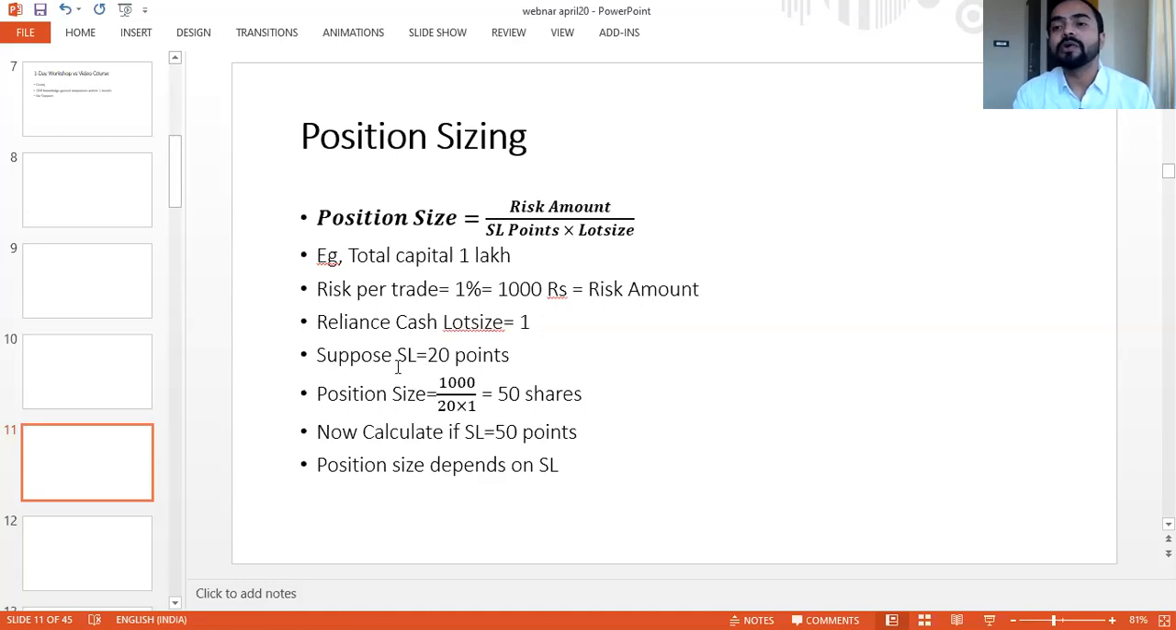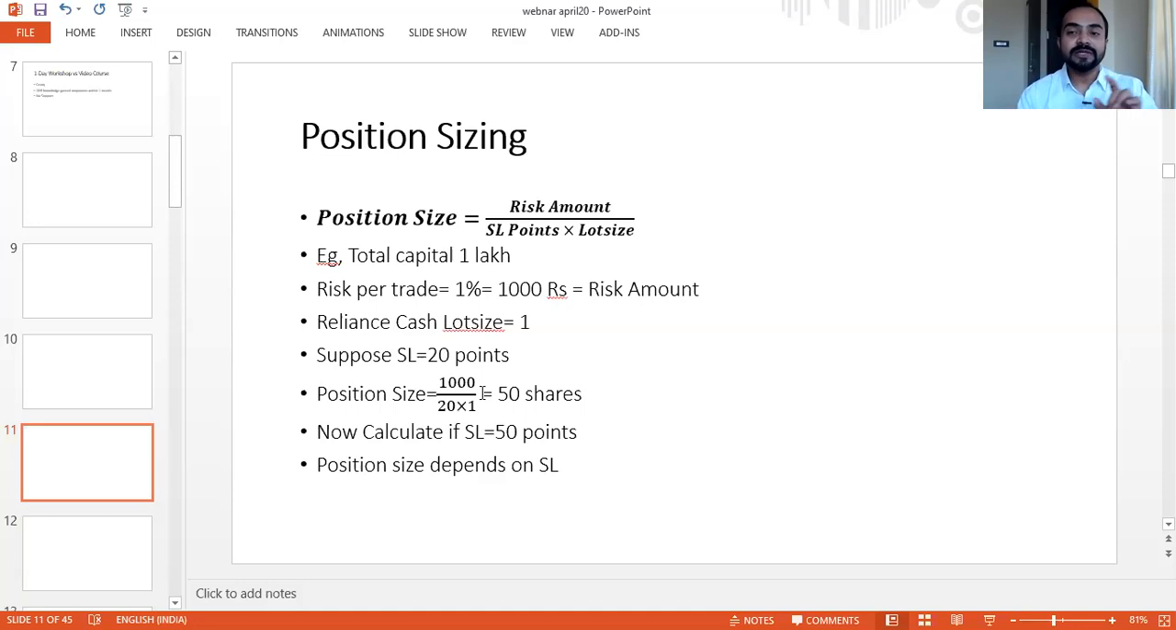Suppose my stop loss is 20 points. If I put all this in the formula, what will I get? I will get my position size. I put in the formula 1000 divided by 20 into 1. That will be 50. So 50 is my position size. This means that if my stop loss is 20 points, I can trade 50 shares of Reliance cash, so that I don't make more than 1000 rupees loss in that trade.